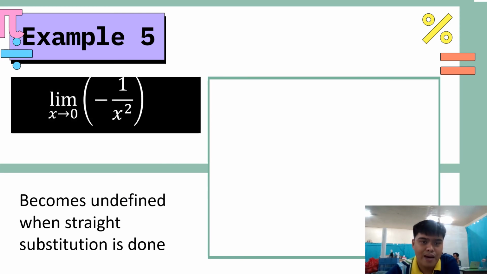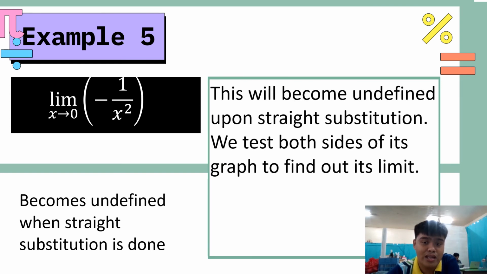Now we have example number 5. We find the limit of negative 1 over x squared as x approaches 0. Now upon straight substitution, we can see that this results to negative 1 over 0, which is clearly undefined. Now we can say that this has an infinite limit, but we need to determine what type of infinite limit it has.